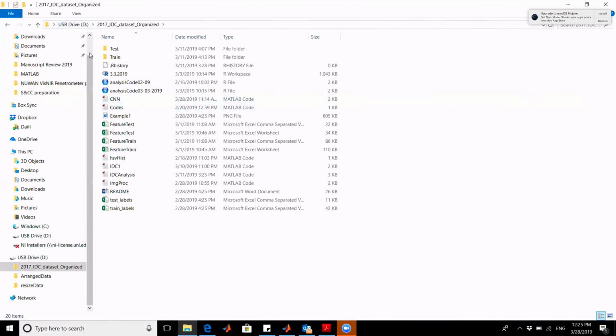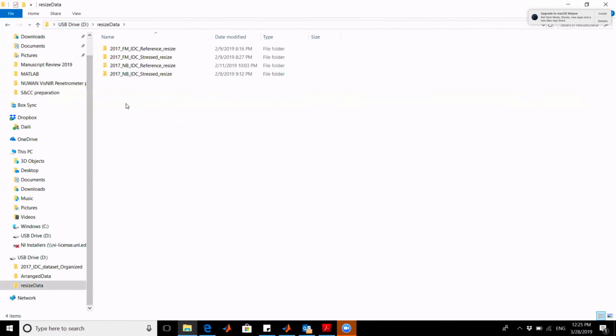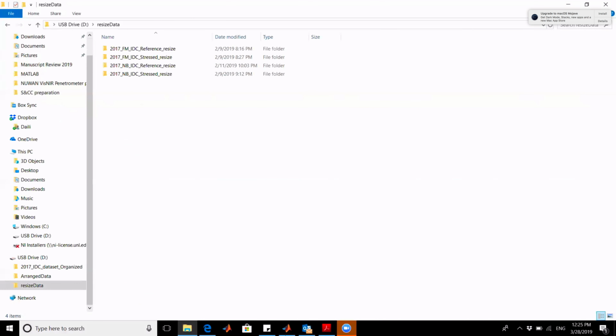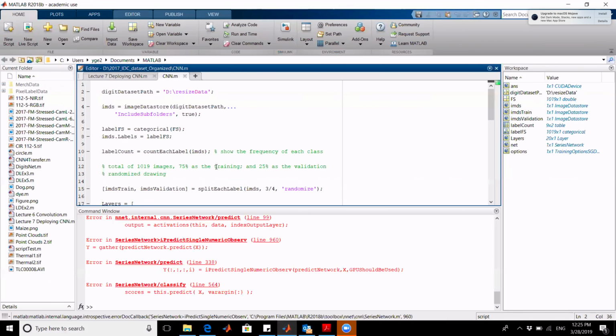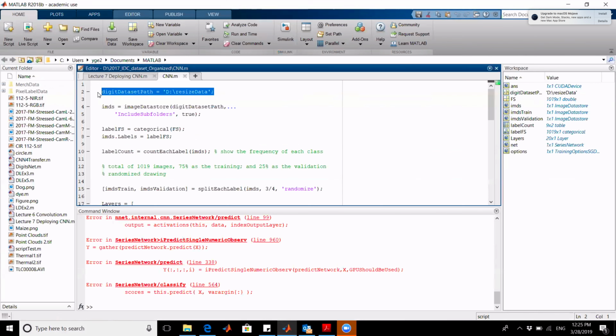Okay, so it's in here. So it's D, resize data. Why do I do this? So I need that. So this is the data. So the first line here is specify the data, the location of the data on your disk, right?